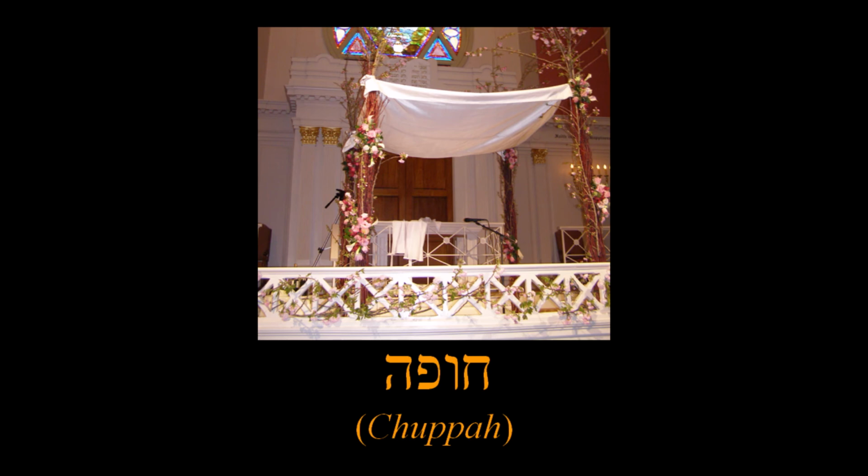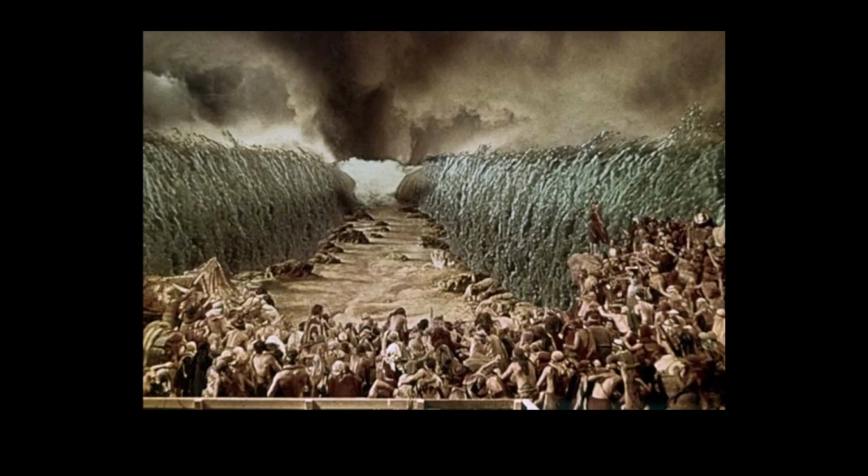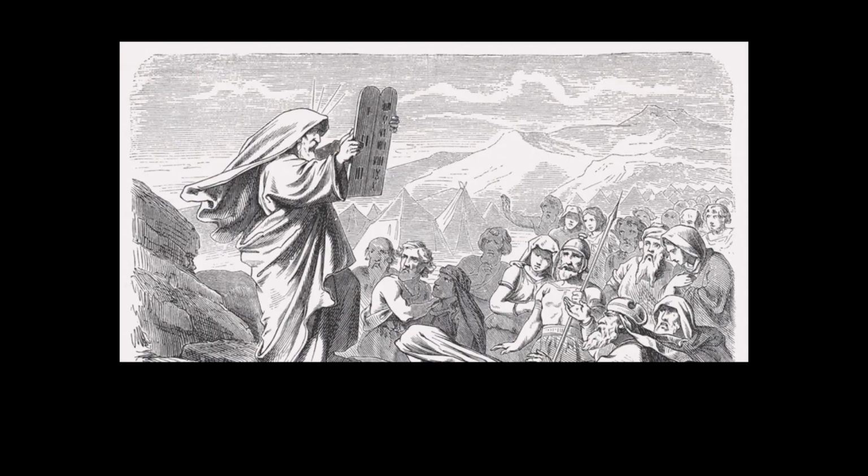The canopy is the tent, or even just a blanket, that covers the couple as they become one flesh and make their marriage official. Oh, you don't remember when this occurred? Well, think back to the exodus of the Israelites to Mount Sinai. God instructed Moses to set up camp at the foot of the mountain.